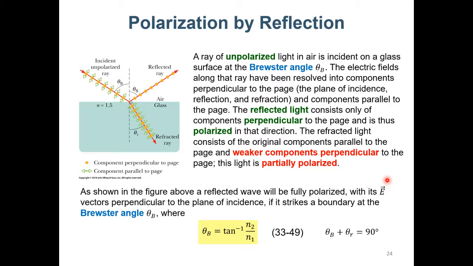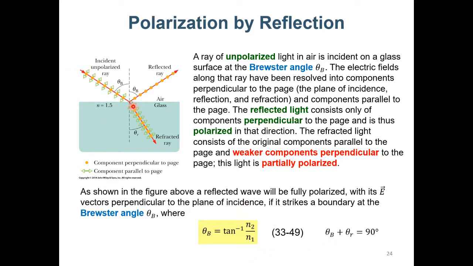So there is another phenomenon called the Brewster angle. Brewster angle is theta b equals arctangent of n2 over n1. Which means that the reflected wave will be fully polarized if the incident angle is theta b equal to this.